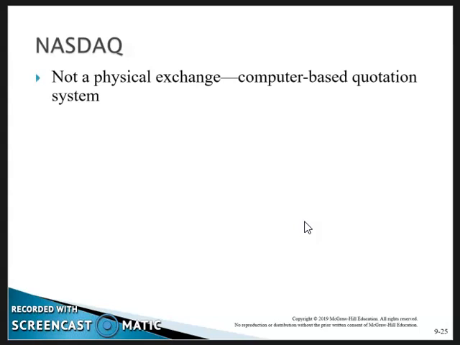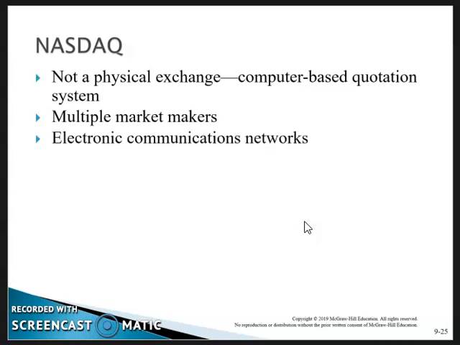Nasdaq is not a physical exchange. It's a computer-based quotation system. It is a market of brokers. They do have multiple market makers, electronic communication networks where the trades are made and so forth.